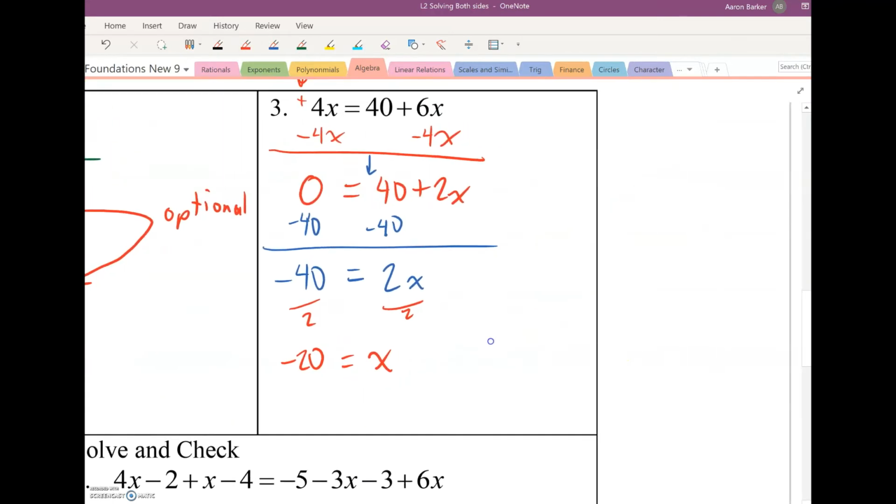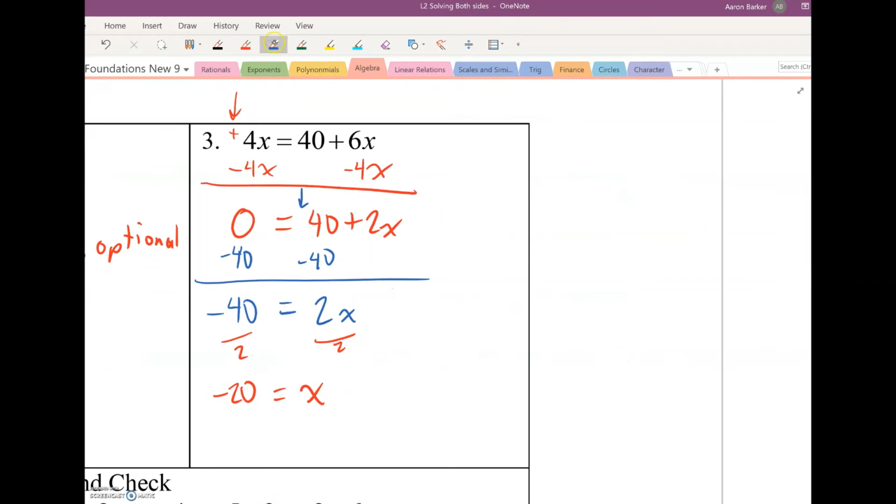So there's also an alternate way. Some of you might have noticed this. You might have thought to yourself, I get freaked out. That 0 scared me. I started crying like a little baby. So what do I do instead? Well, instead, why don't you move the 6x? And I'll show you what that looks like. I told you you could, so you can.